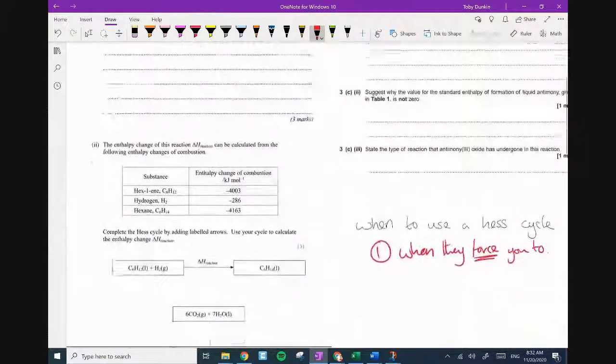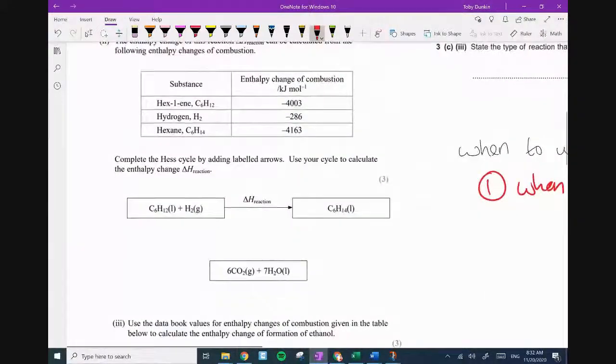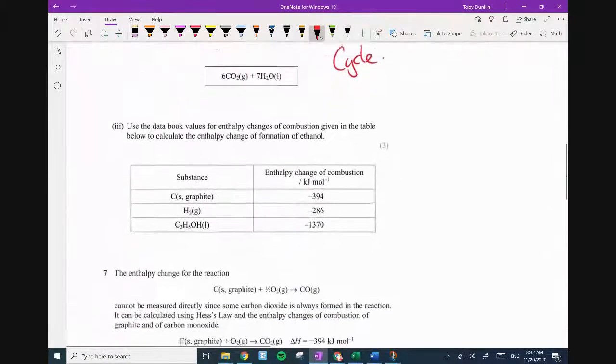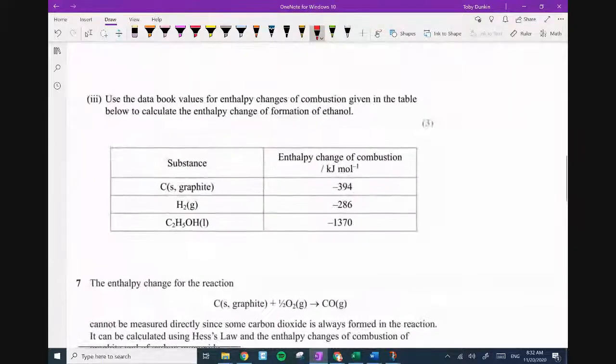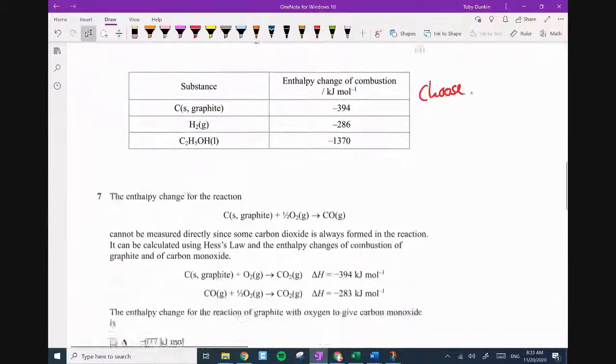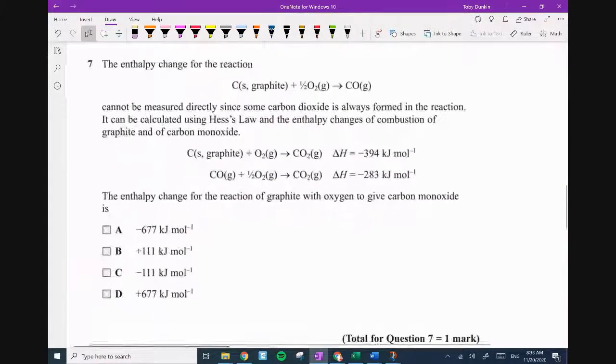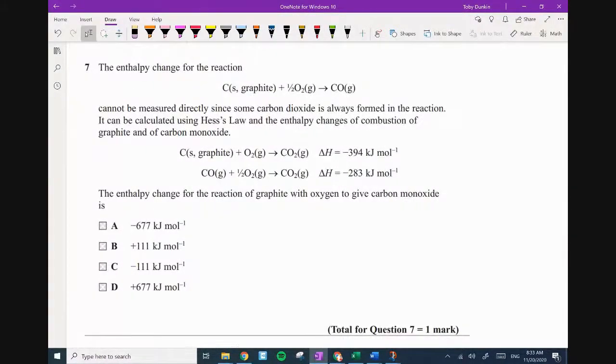Let's look at the next one. Once again, another example where they're forcing you to use a cycle, because they've provided it. In the next one, look at this one, no cycle now. So we've got an option. This one, we can choose whether or not we want to do it. This one's a great example. This one I would always say try to avoid.